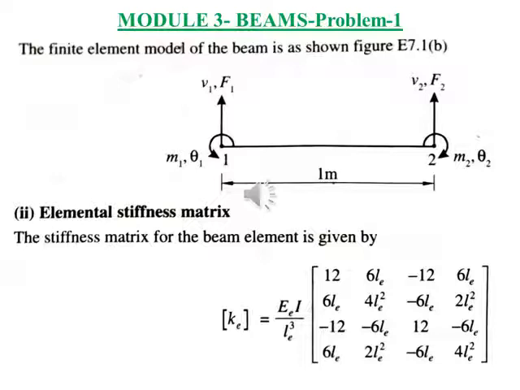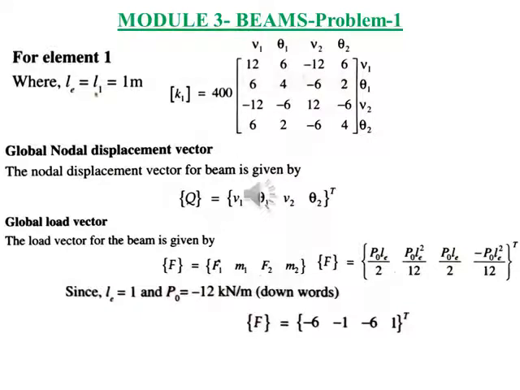So the length of the beam is known, 1 meter. E and I values have already been calculated in the previous slide. So substituting the values for E, I and L in this matrix, we get the elemental stiffness matrix. K1 is equal to 400 into 12, 6, minus 12, 6; 6, 4, minus 6, 2; minus 12, minus 6, 12, minus 6; 6, 2, minus 6 and 4, which pertains to mu1 theta 1 at node 1, and mu2 theta 2 at node 2.